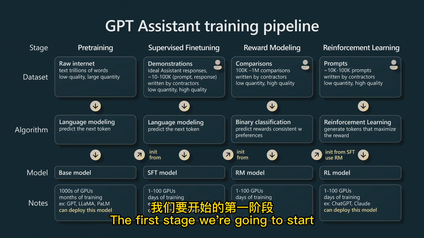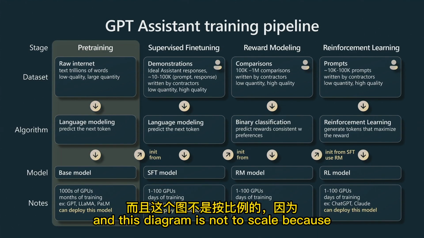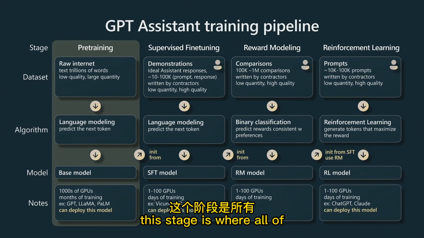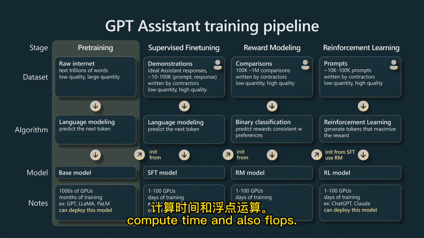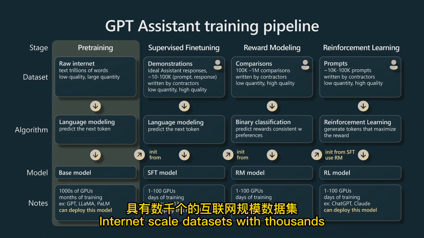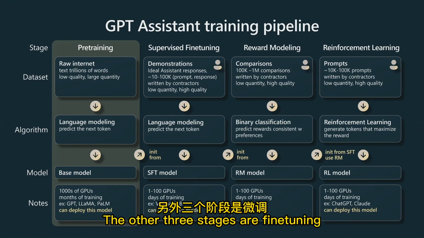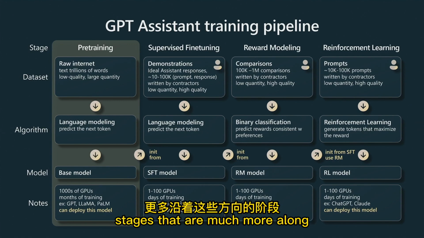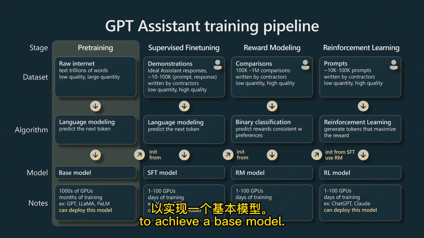The first stage we're going to start with is the pre-training stage. This stage is kind of special in this diagram, and this diagram is not to scale, because this stage is where all of the computational work basically happens. This is 99% of the training compute time, and also flops. This is where we are dealing with internet-scale data sets with thousands of GPUs in the supercomputer, and also months of training, potentially. The other 3 stages are fine-tuning stages that are much more along the lines of a small number of GPUs and hours or days. So let's take a look at the pre-training stage to achieve a base model.